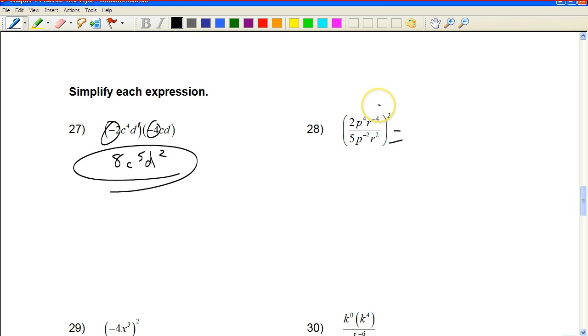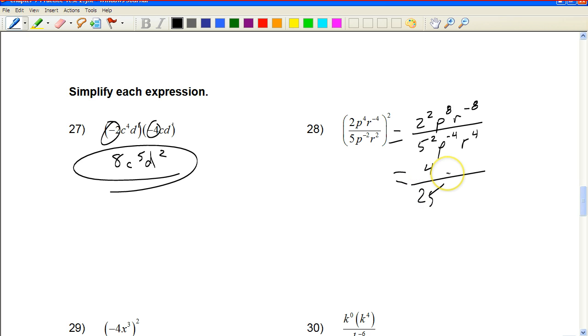Alright, we're going to raise all this stuff to the 2nd power, so it's 2 squared, p to the 8th, because we multiply it, r to the negative 8th, divided by 5 squared, p to the negative 4th, r to the 4th. Then we're going to see if we can cross sides. 2 squared is 4, so I'm just going to make that 4. 5 squared is 25, so I'm just going to make that 25.